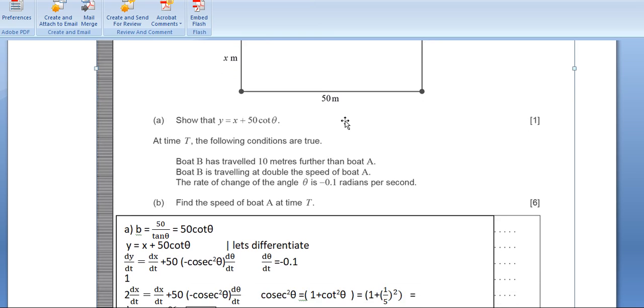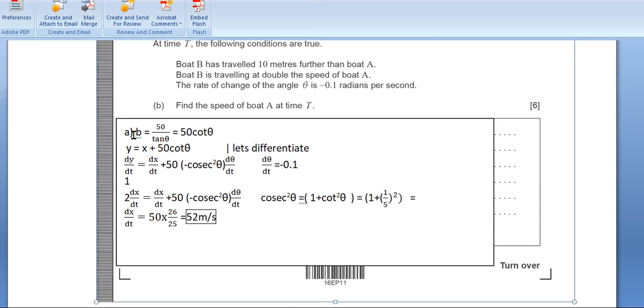At time t, the following conditions are true. Boat B travels 10 meters further than boat A. Boat B is traveling at double the speed of boat A. The rate of change of angle theta is minus 0.1 radian per second. Find the speed of boat A at time t.